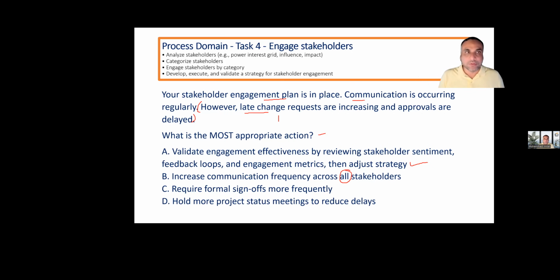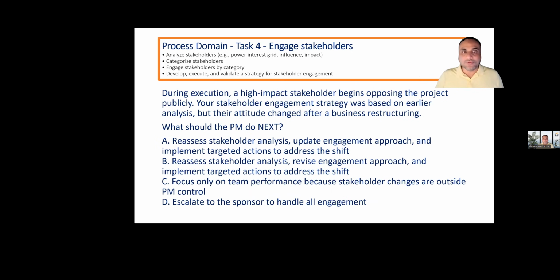Very good. Next, during execution, a high impact stakeholder begins opposing the project publicly. Your stakeholder engagement strategy was based on earlier analysis, but their attitude changed after a business restructure. What should the BA do next? Reassess the stakeholder analysis, update the engagement approach, and implement targeted actions to address the shift. Seems to be a better answer, but let's go next. Reassess the stakeholder analysis, revise the engagement approach, and implement targeted actions to address the shift.